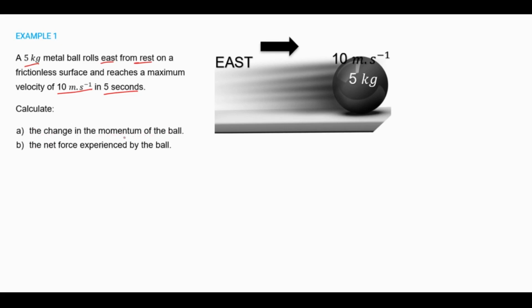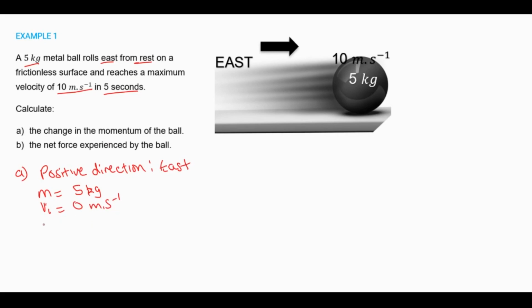So we want the change of momentum. So we need to identify our positive direction. So positive direction, this will be east. And then what we have, the mass, m is equal to 5 kgs, is already in kgs. And then what is the initial velocity? Initial velocity from rest. So it means the initial velocity is 0 meters per second.